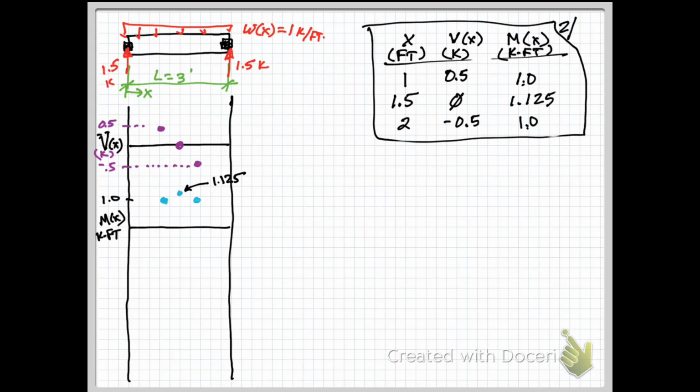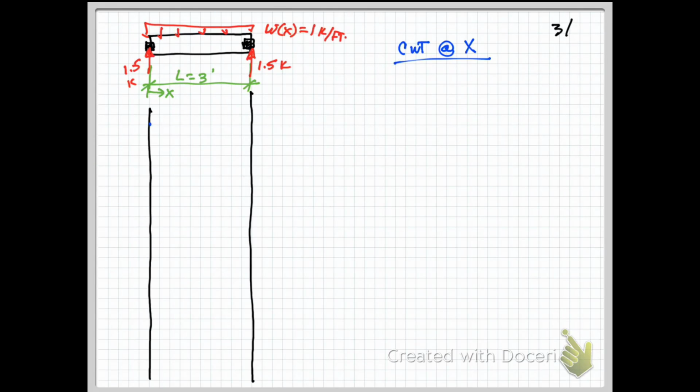Now, to get the complete graph, we could keep cutting sections, but I'm going to get tired of that real quick. So why don't we do this in general and come up with an equation that we can plot rather than doing individual points? So let's do that. We're going to go ahead and cut the beam at x.